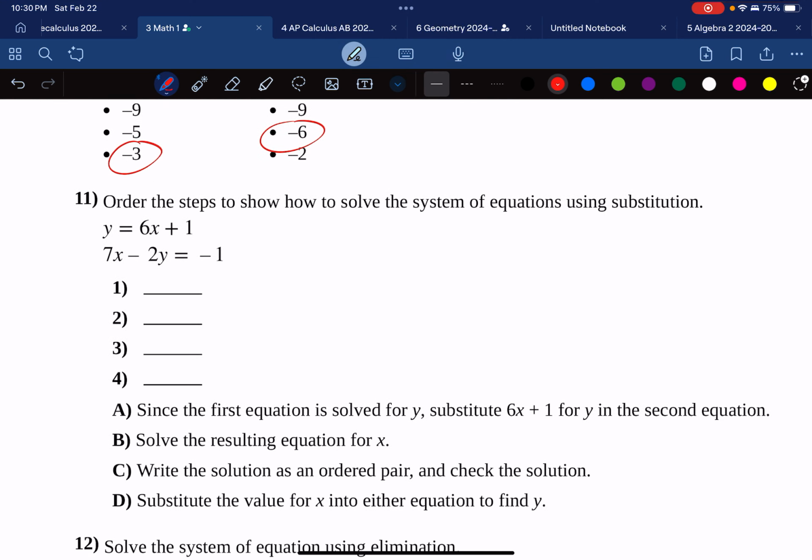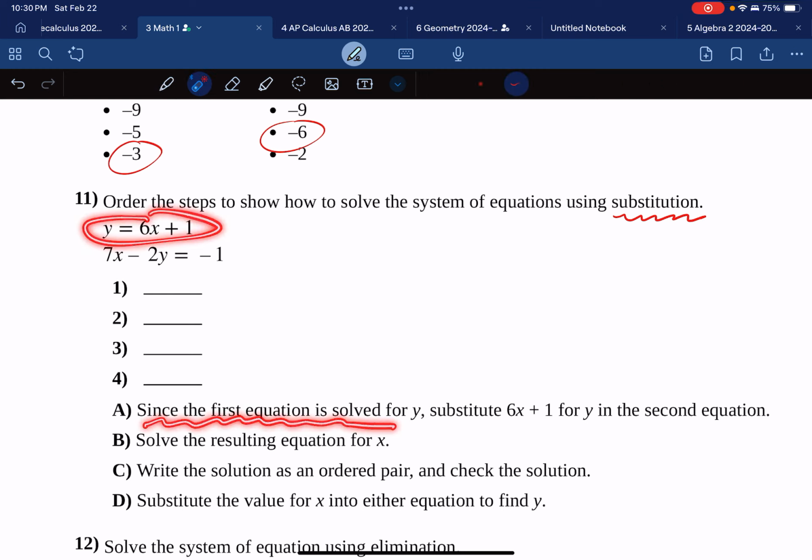Number 11. Order the steps below to show how you'd solve the system of equations using substitution. Okay, I'm going to underline that just in case one of them is misleading us and trying to do elimination or something. Let's read our choices. Since the first equation is solved for y, oh yeah, that's kind of nice. Substitute 6x plus 1 into the second equation. I mean, that seems like a valid first step, but let's keep reading.